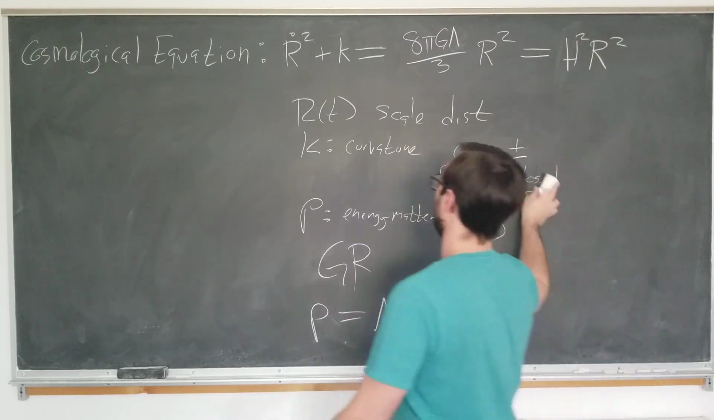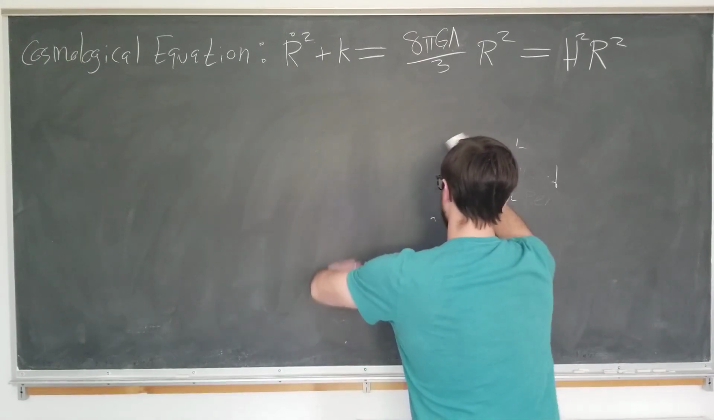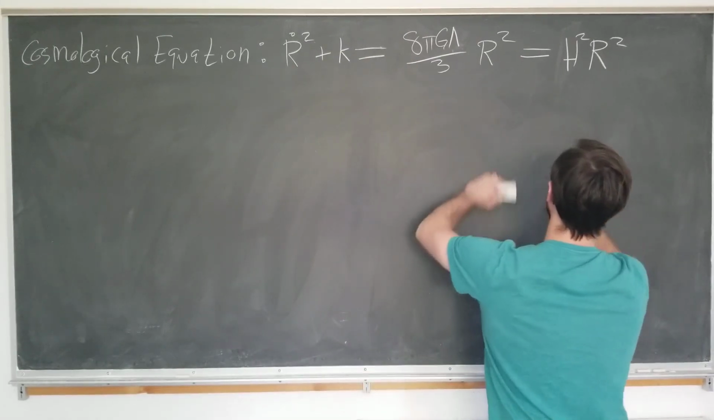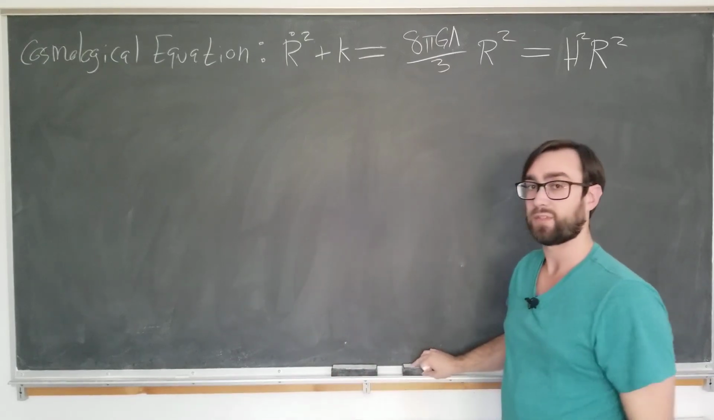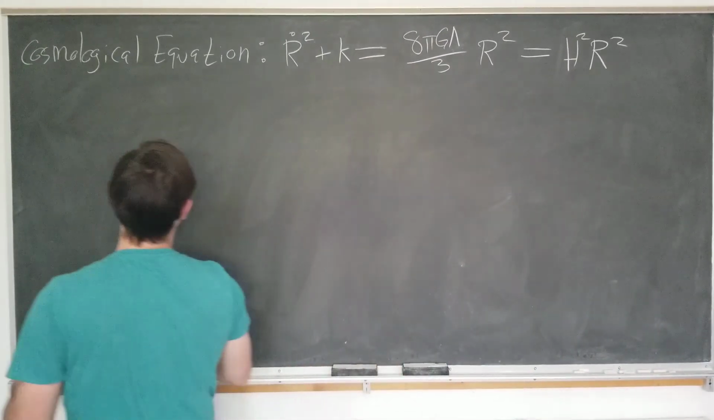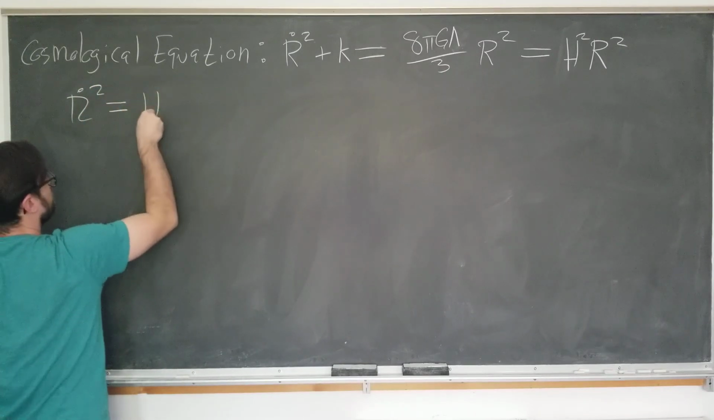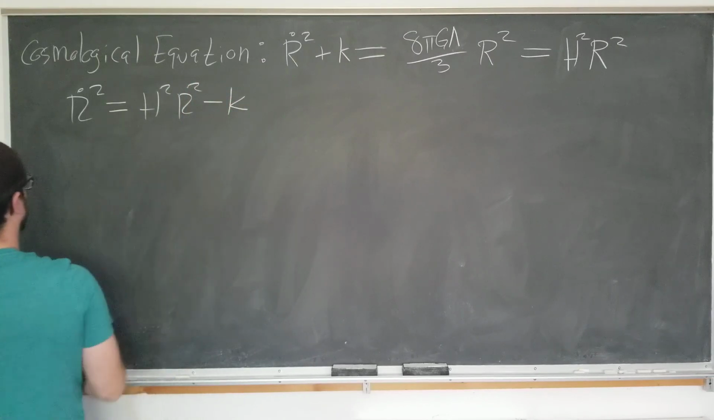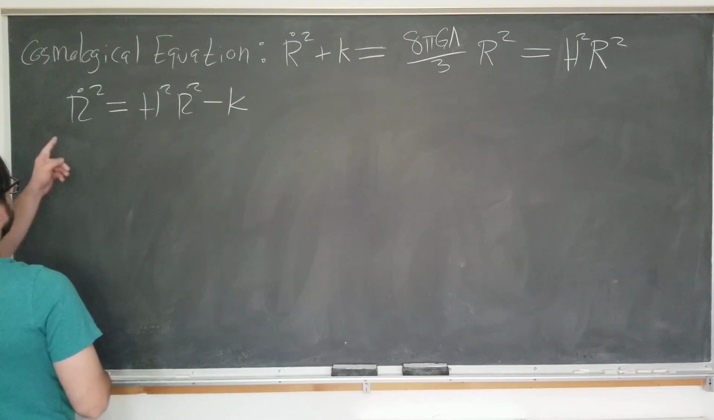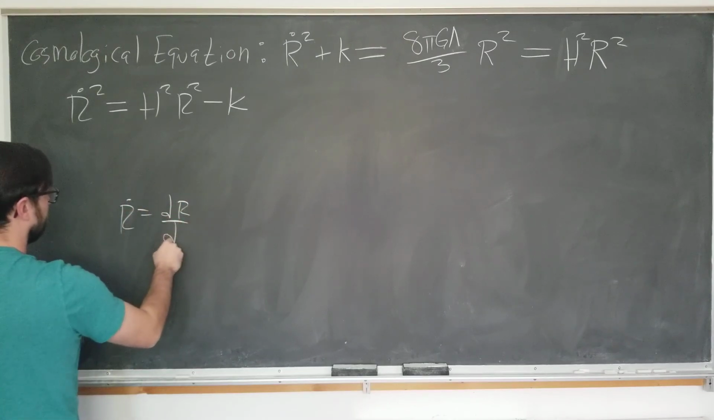And let's go ahead and separate some variables. If the k wasn't there, I'm pretty sure everyone could see what we would have to do next to separate the variables. But since it is, we can simply subtract it and see where it gets us. So now we have r dot squared is equal to H squared r squared minus k. And we know that r dot is simply dr by dt, of course.